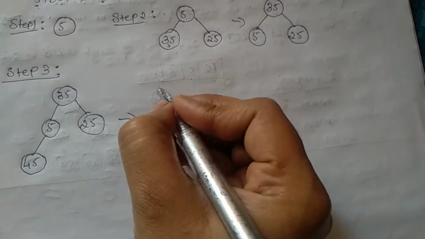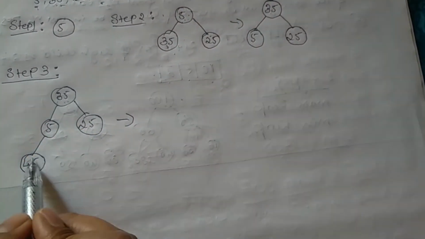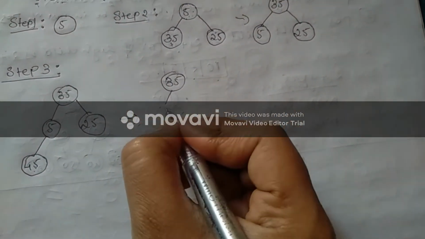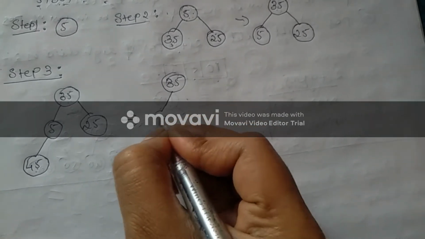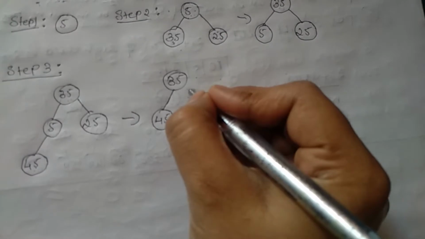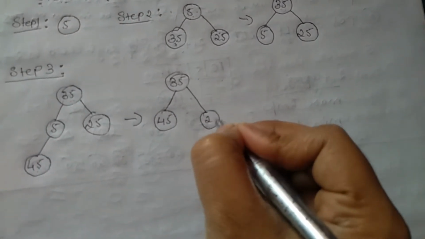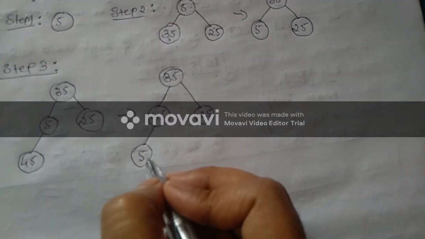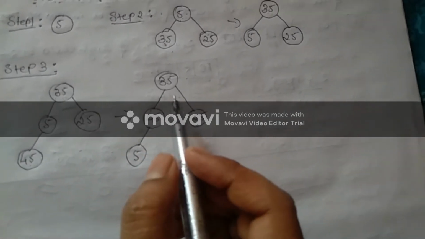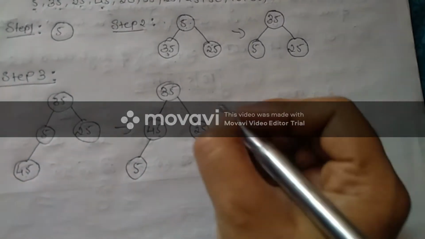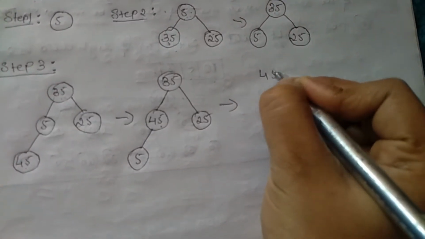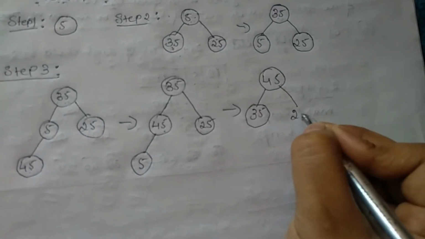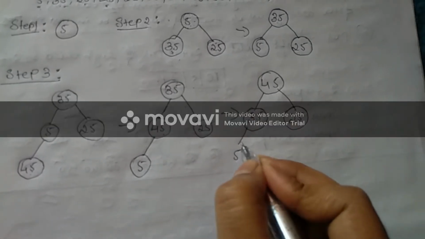See here, the root node 35 is less than its child because 45 is greater than 35. So in this step, first 35 I'll write as it is, and in the place of 5 I will write 45. Only one step you have to go. Suddenly 2 steps or 3 steps you cannot go. You have to go one step at a time. Then 5 comes here and 45 goes here. Now, is it satisfying the max heap condition? No, still 45 is greater than 35. So what you have to do? You take 45 over here, then 35 over here, then 25 and then 5.